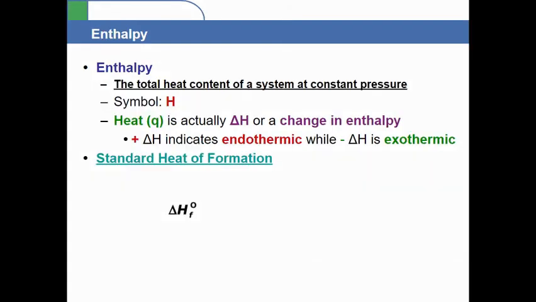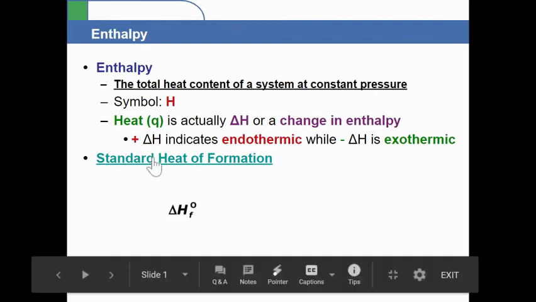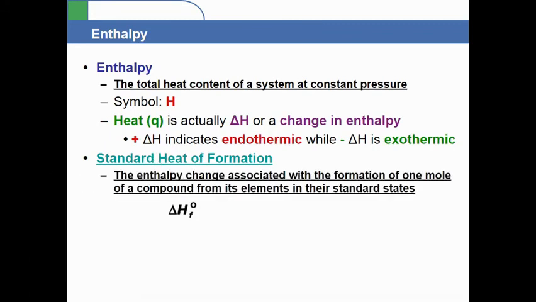Now, all of this is kind of combined together in something known as the standard heat of formation. Now, what that is the enthalpy change associated with the formation of 1 mole of a compound from its elements in their standard states. Now, its symbol is delta H with a subscript f and a little degree sign above it. Now, right here, this is a link that'll take you to this enthalpy chart.